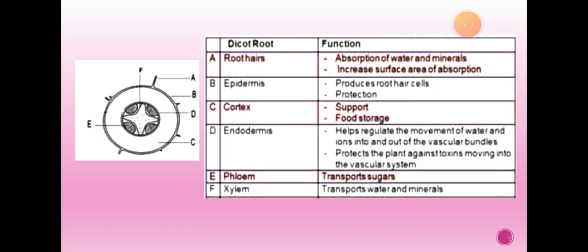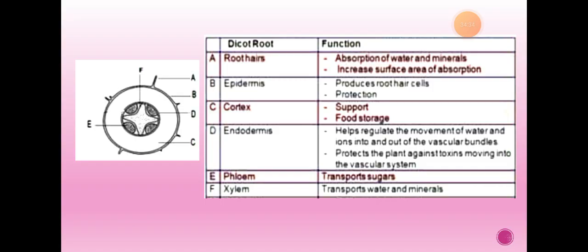In the dicot root, it plays a function of supporting. It supports the plant, and it supports everything that's present inside it. So it needs to give support to them. That's its function, as well as food storage.